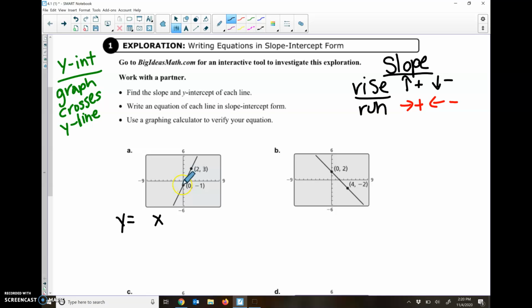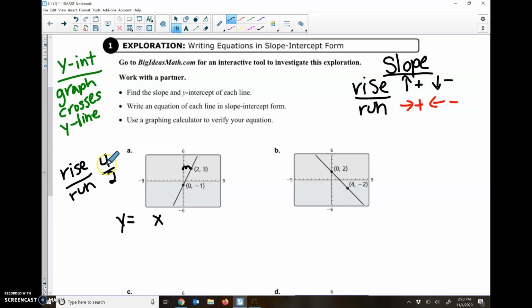If you look at example A here, I'm going to count. I'm going to count my rise first. If I go up, now I'm at 0, up again, now I'm at 1, up again, now I'm at 2, up again, now I'm at 3. I went up 4 spots: 1, 2, 3, 4. So my rise is 4. I went up, so it's positive. Now I need to go over to the right 2 spots. Over to 1, over to 2. So my run is 2.